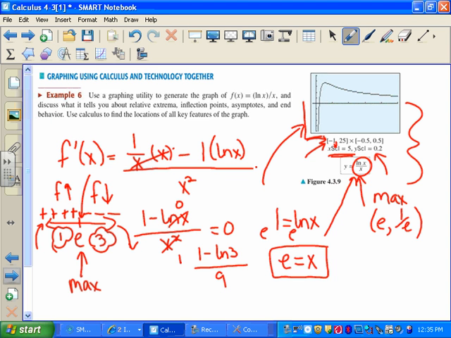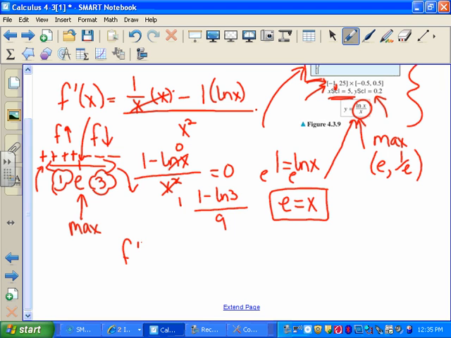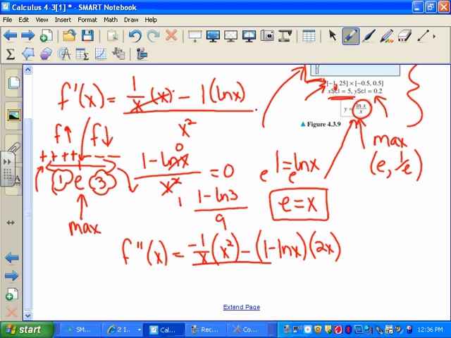Now what I want to do is take a look at my inflection points, and that means I have to take a look at the second derivative. Okay, so second derivative means take a look at the first derivative and take the derivative of that. So 1 minus the natural log of x. So what's the derivative of that? It's going to be negative 1 over x times the bottom, minus the derivative of the bottom, all over the bottom squared.